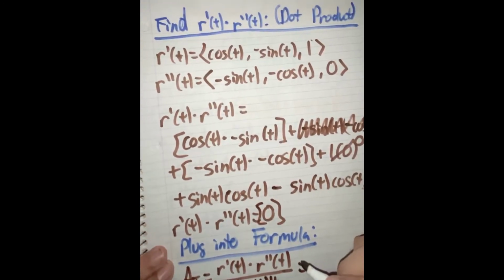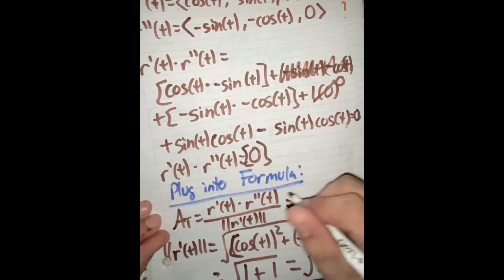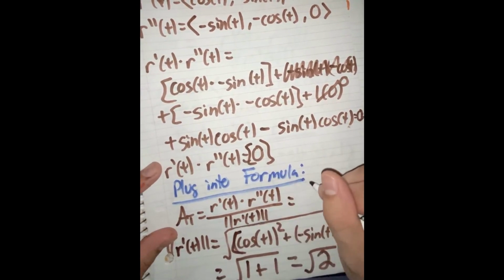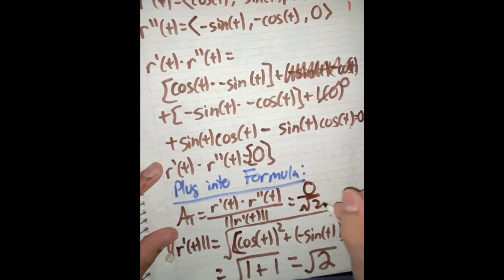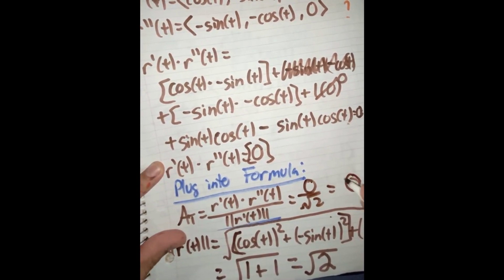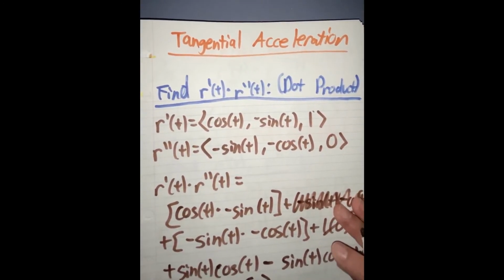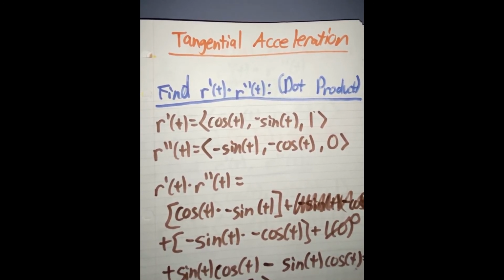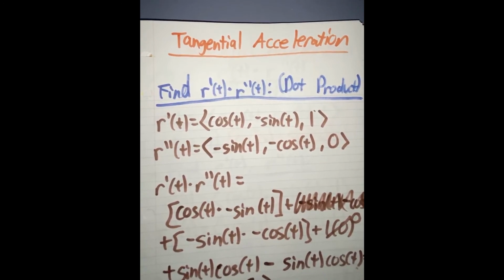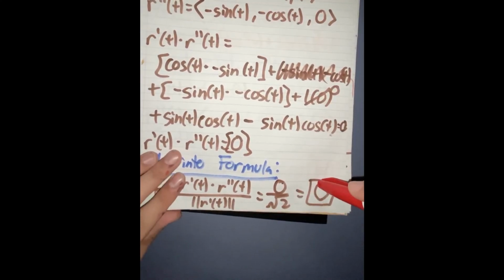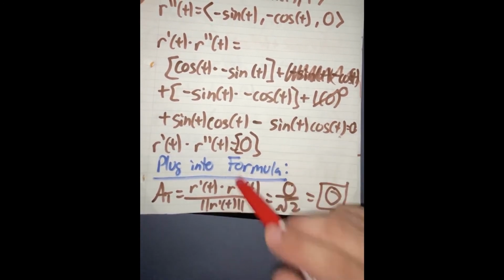So in this term, it didn't even matter what the time was, because r prime dotted with r double prime is 0 over the magnitude of 2, which just means that we have no acceleration from the tangential component. So what does this really mean? It means that all the acceleration is coming from the normal acceleration, and there's no tangential acceleration. But the answer to all this is equal to 0. But the key is to just follow all the steps.